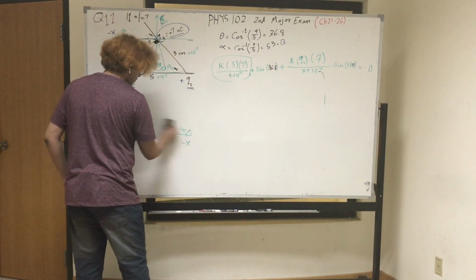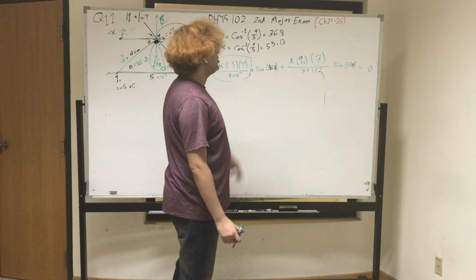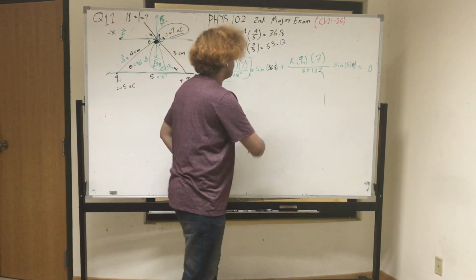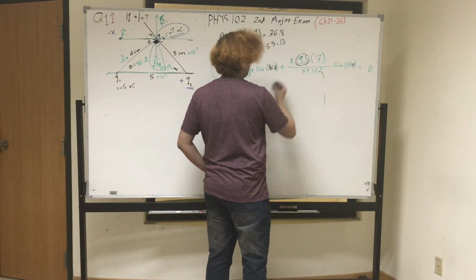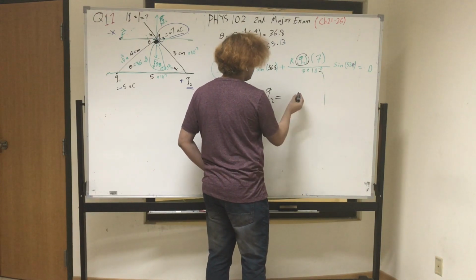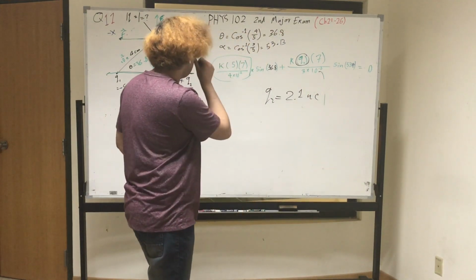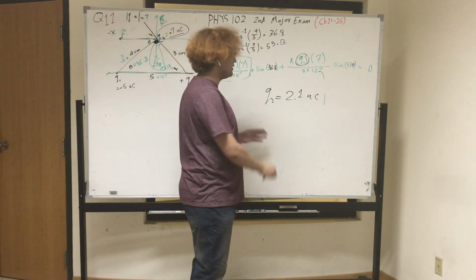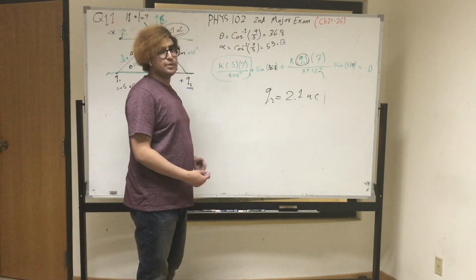I just didn't want to confuse you guys. Once we have derived this equation, we can just plug it into our calculator and solve for Q2, and Q2 will be equal to 2.1 microcoulomb. This is choice B, and yes, that's the right answer. Once you get Q2, you have pretty much solved the question.